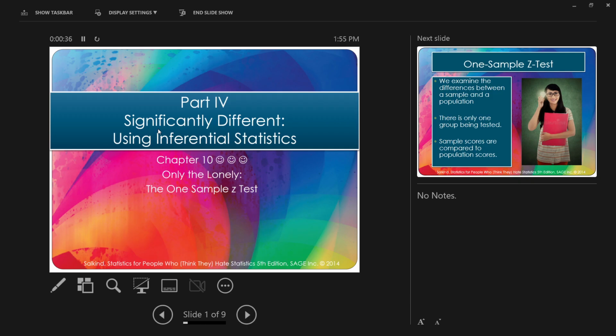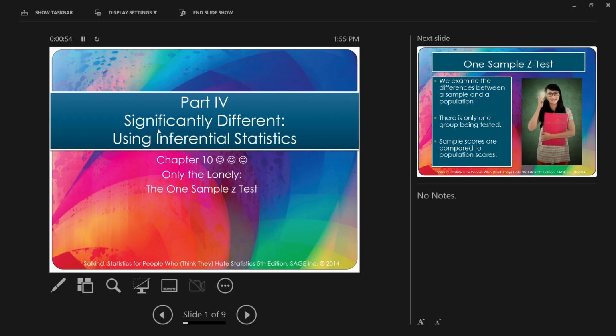Hello everyone! In this video we're going to discuss some key concepts from chapter 10. We'll be looking at something called the one sample z-test, and we're going to learn how to compute it and then how to interpret the z-value and understand what it means.